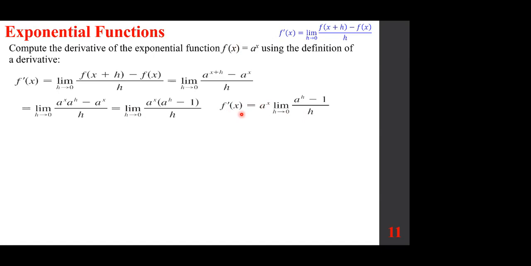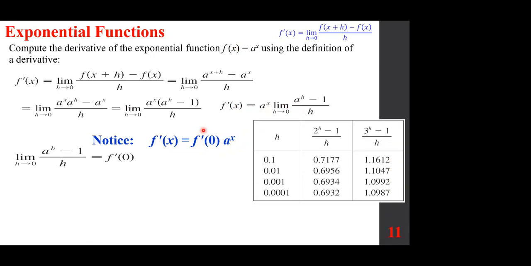So mathematicians have been looking for that number. By the way, for the sake of argument, if you replace the x with 0, that represents the slope at 0, and that is f prime of 0 times a to the power of x. But that's really not what matters. What matters, I want you to see the following. Okay, so you can ignore that. Look at this table.